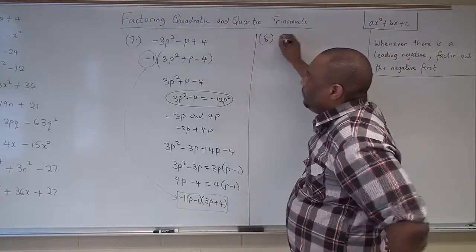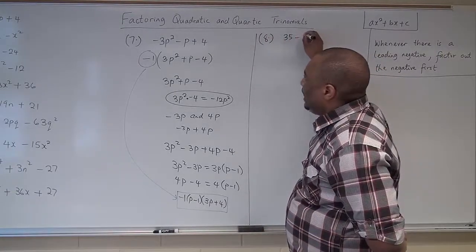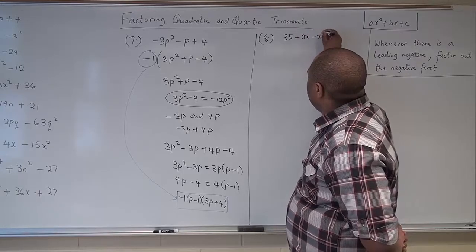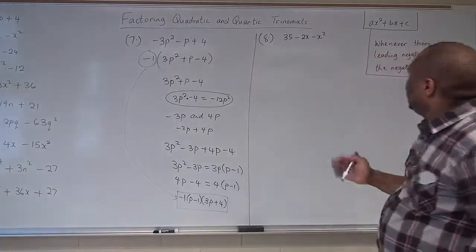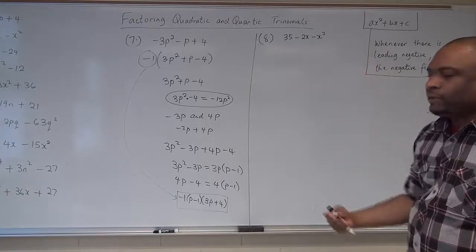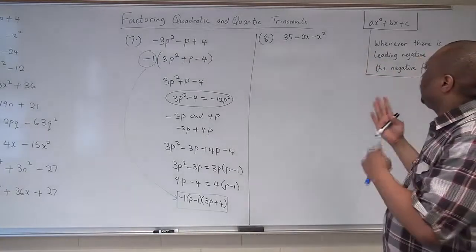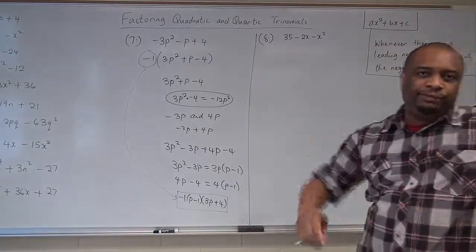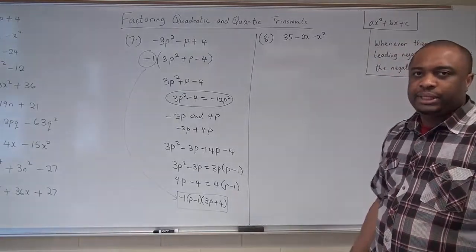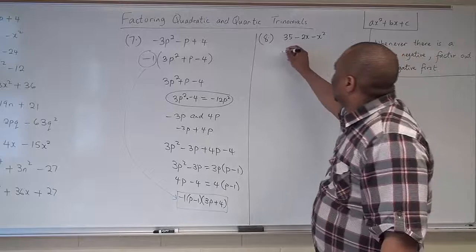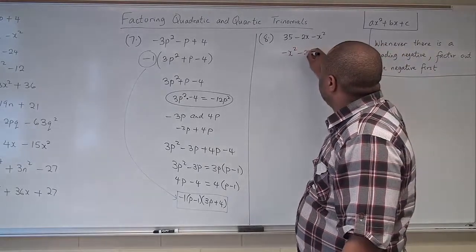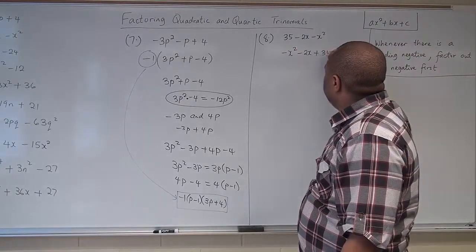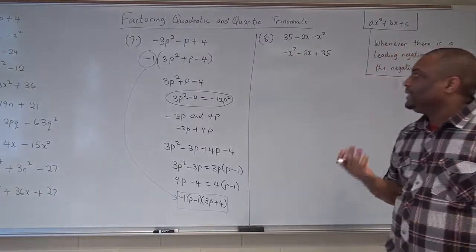Question 8, we have 35 minus 2x minus x squared. Here, we first of all see that it is not in the general form. We have to put it in the general form. Please view the videos that we did previously. This is now negative x squared minus 2x plus 35. So right now it is in general form.